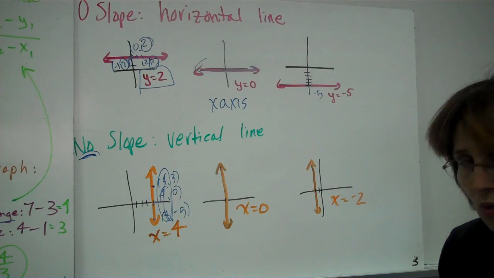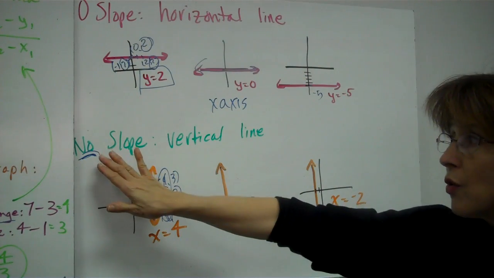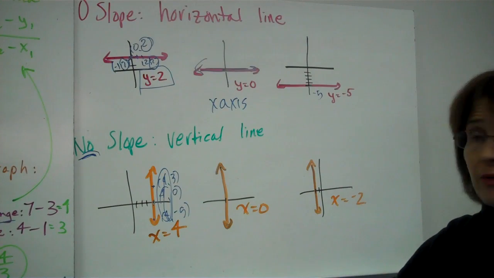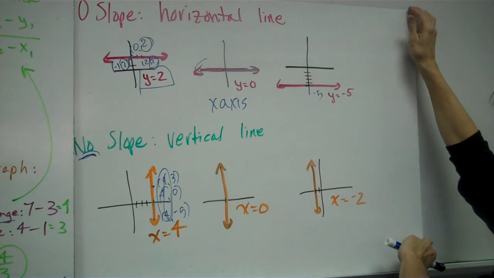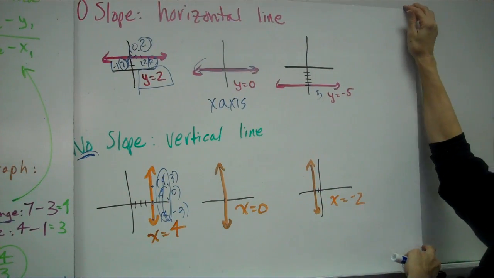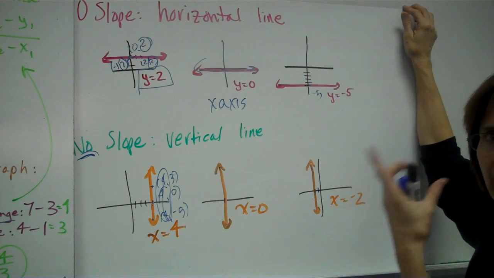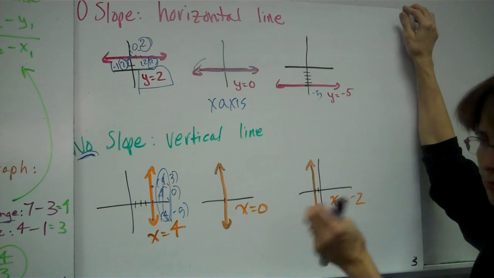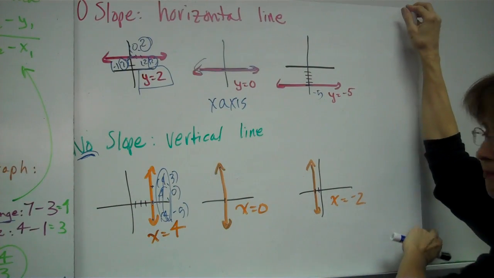0 does not equal no. 0 is a number. No is, there's no number. Okay? That might be helpful to see it. A lot of times in the English language, 0 and no are kind of like the same. I have no cookies, I have 0 cookies. It means the same, but for slope, it's a little bit different.